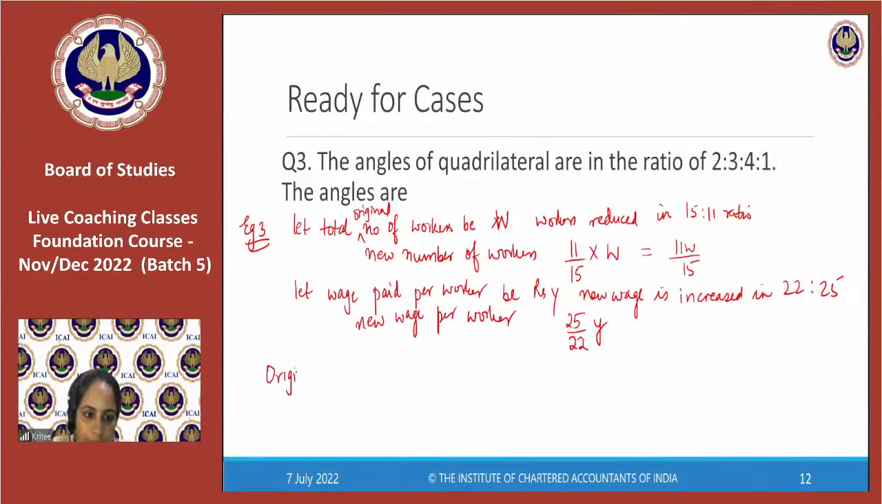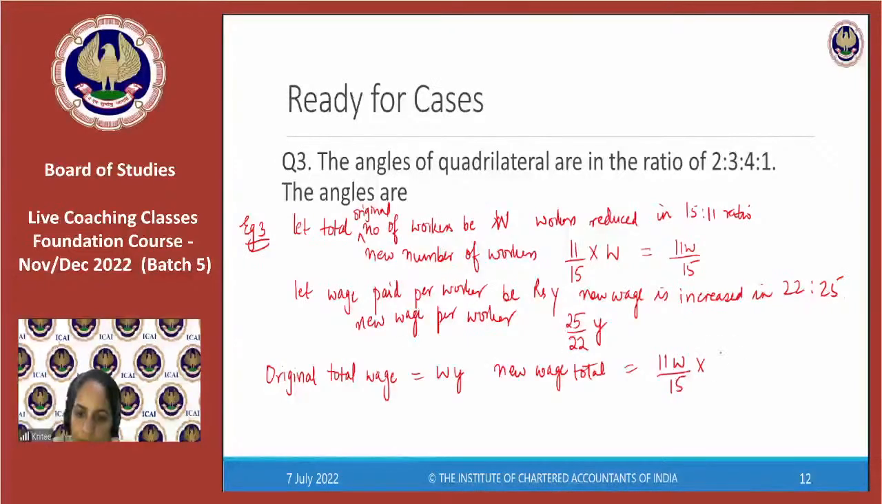So the original total wage would be equal to W workers and Y amount being paid to each. So WY would be the total original wage. The new wage total will be equal to, we have now the new number of workers as 11W by 15 and the new amount of wage as 25 by 22Y. So when we solve this, 11 2s are, and 5 3s are, 5 5s are. This comes to 5WY by 6.